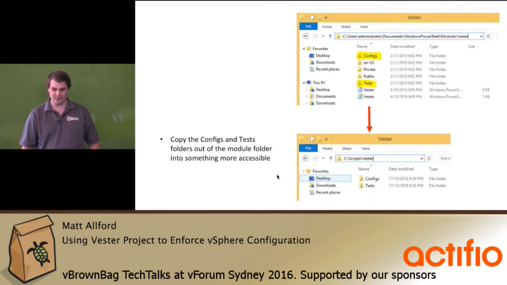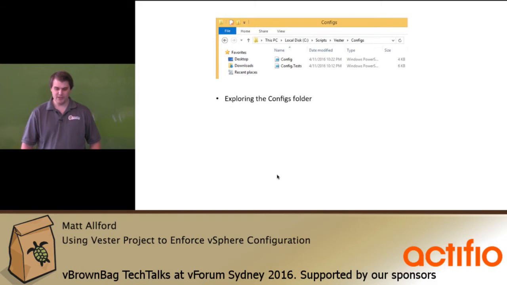For the sake of a couple of demos that I've got, I'm grabbing the configs folder and the test folder out of that and pulling them into C scripts Vesta, just because I have to type a couple of paths in the video, so it's a bit easier to get to. If we have a look inside the configs folder, by default you'll have config.ps1 and then config.test.ps1. Now anything that's a .test file is a Pester test.